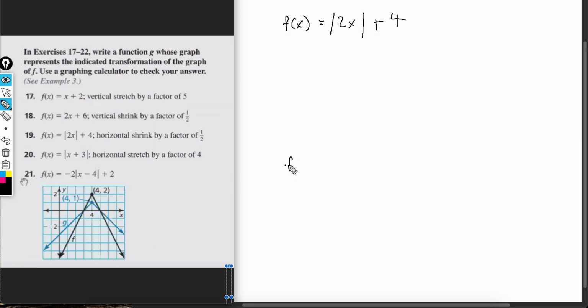And down here, I'll do this one. f of x equals the absolute value of x plus 3. Don't let these absolute values scare you. It's not a big deal.